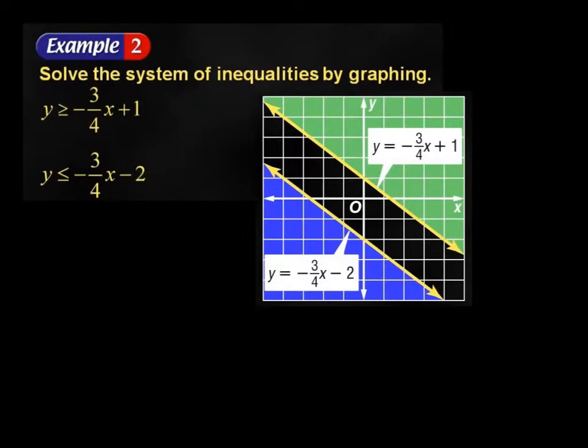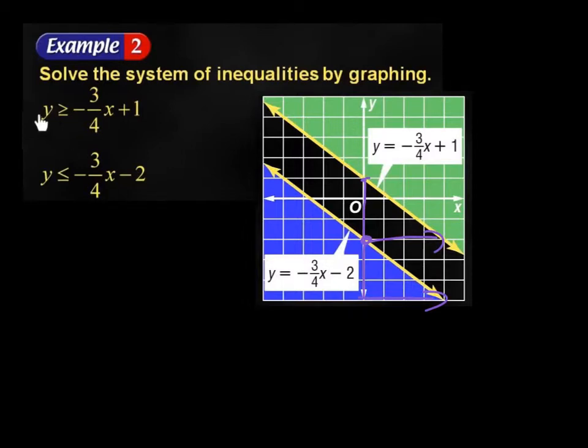First line has a y-intercept at 1, the slope is going down 3 over 4, and the boundary is included because it was greater than or equal to. The second line has a y-intercept of -2, and it is also going down 3 over 4. Okay, if they had reversed these, we could shade the region in between, but they said no.